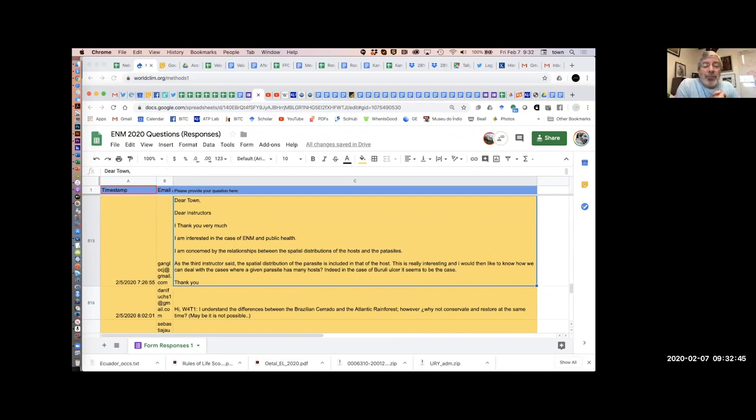Here's an interesting question. As Luis Escobar said, the spatial distribution of the parasite is included in that of a host. That's true for host-specific parasites. The person goes on, this is really interesting, and I would then like to know how we can deal with the cases where a given parasite has many hosts. Borrelia might be an example. Well, as I said earlier, you can develop simulations and essentially mechanistic summaries of disease transmission, where you would essentially use niche modeling to create the geography of each of the species that participates. But then you might set up simulations to explore how those different species might interact and what those interactions might mean for the transmission of the disease.